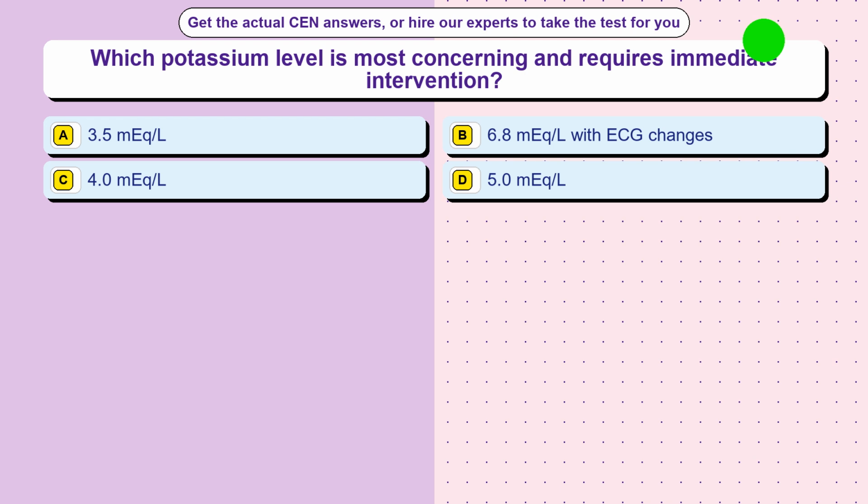Question 40. Which potassium level is most concerning and requires immediate intervention? Option A, 3.5 milliequivalent/L. Option B, 6.8 milliequivalent/L with ECG changes. Option C, 4.0 milliequivalent/L. Option D, 5.0 milliequivalent/L.